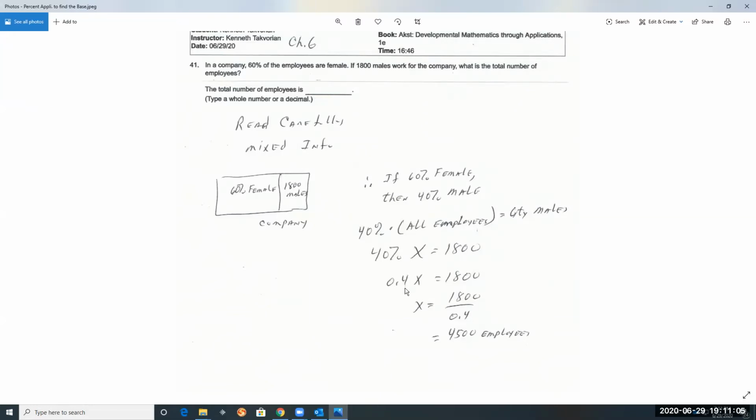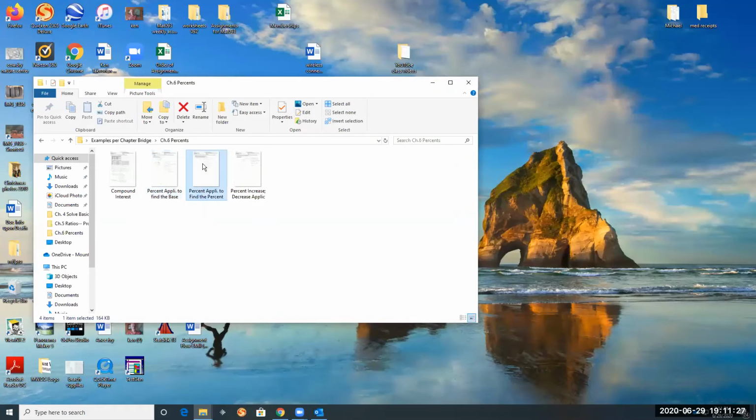Change 40% into a decimal, 0.4, divide both sides of the equation by 0.4, and the total number of employees in the company is 4,500 employees. Think about the problem. If you diagram it out, it makes a lot of sense. Let's look at another problem.